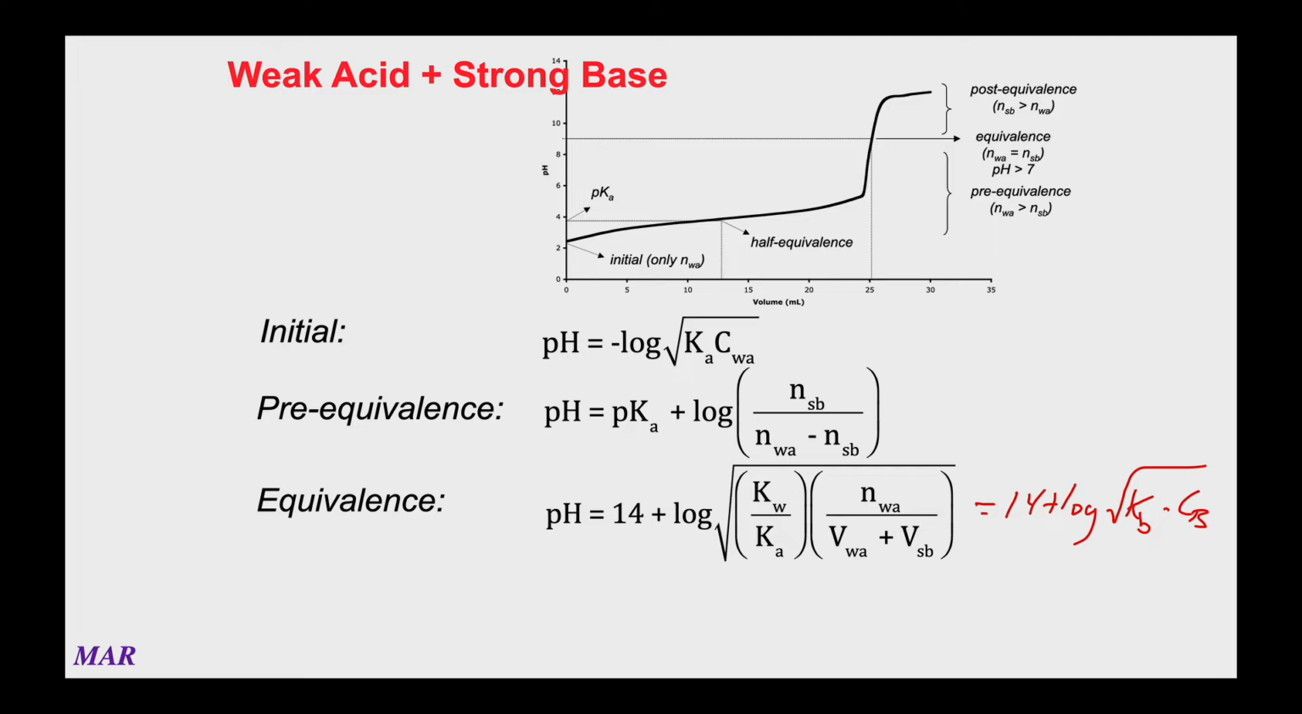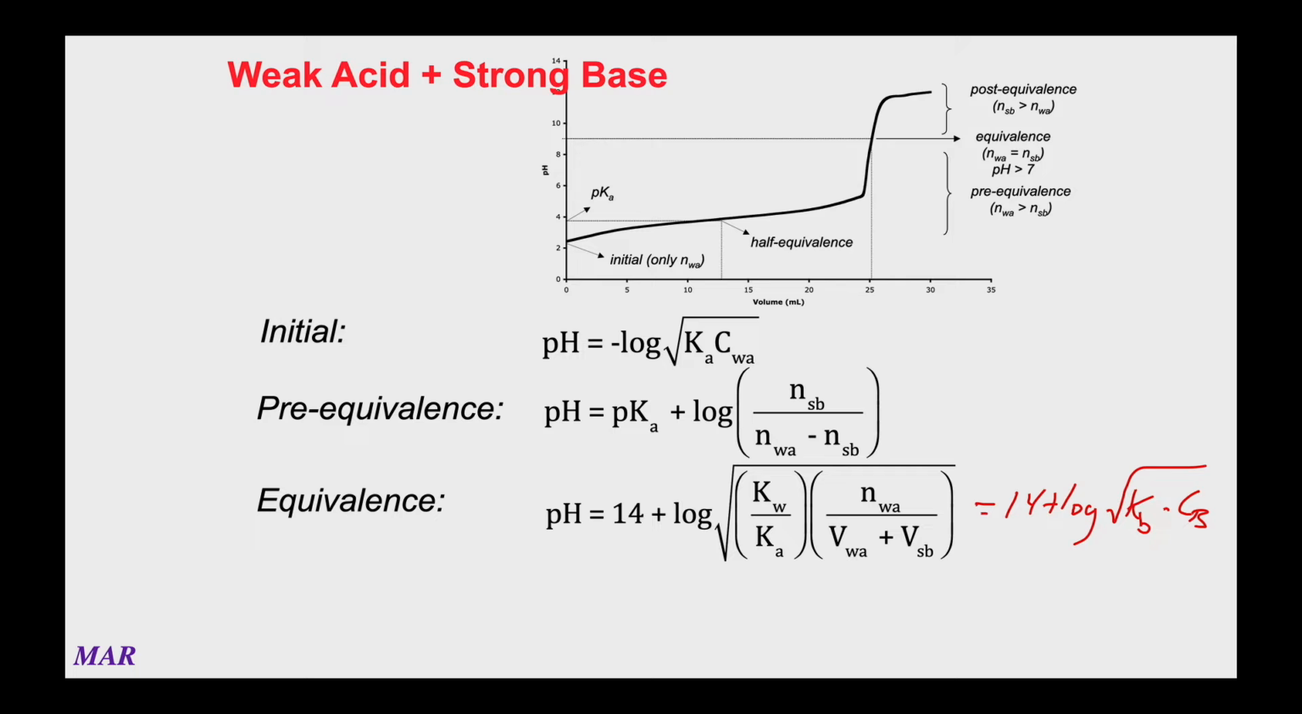It's the same number. And I'm going to divide it by the total volume of weak acid plus volume of strong base. So initially this equation looks pretty weird, but if you think about it as 14 plus log square root of Kb times Cb, maybe it's a little better. And if it's not, I apologize.